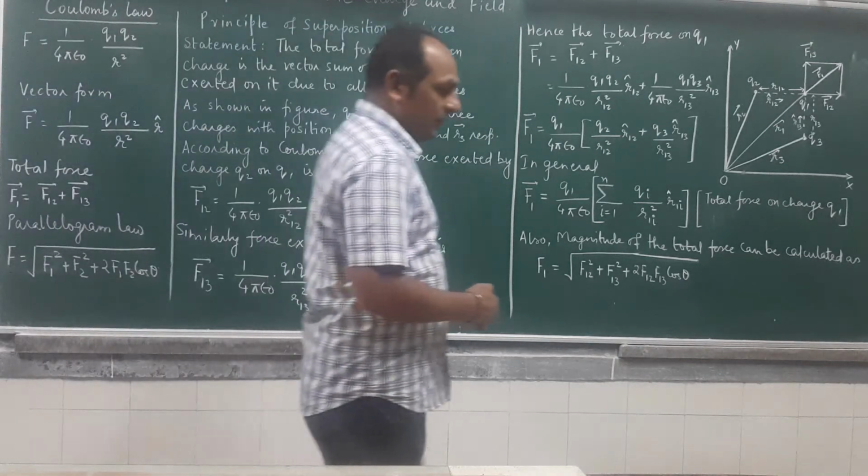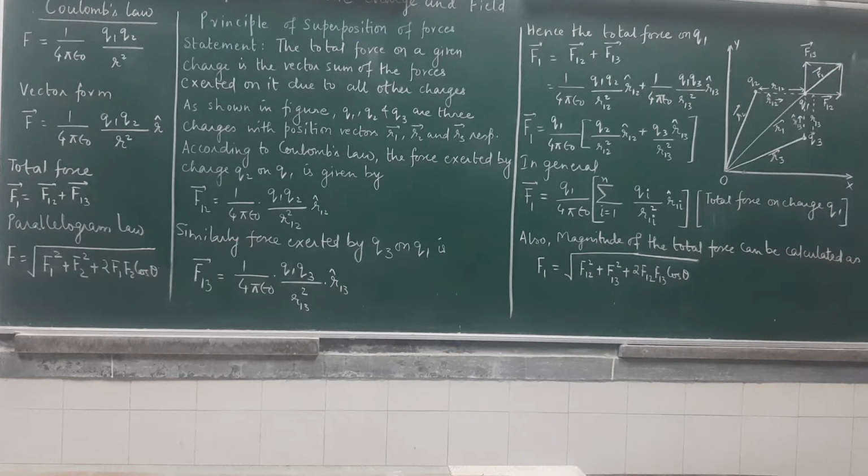states that if there are multiple charges near a charge, then the total force acting on the charge is the vector sum of the forces exerted on it due to all other charges. So in this figure we have these three charges Q1, Q2 and Q3, and the position vectors of Q1, Q2 and Q3 are R1, R2 and R3 respectively.